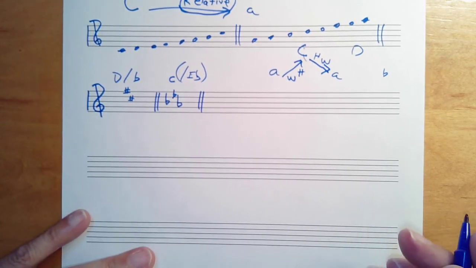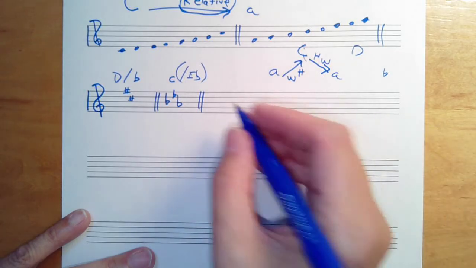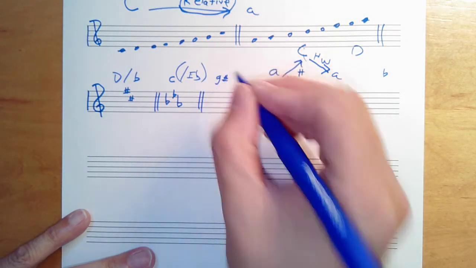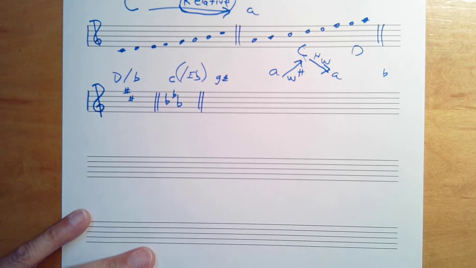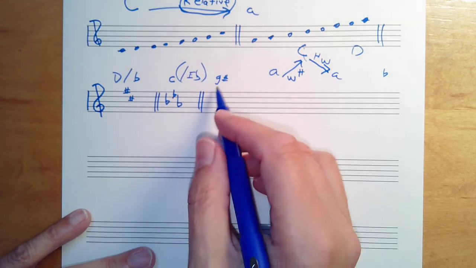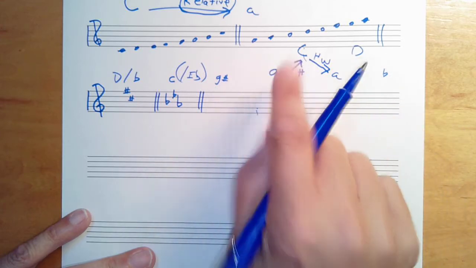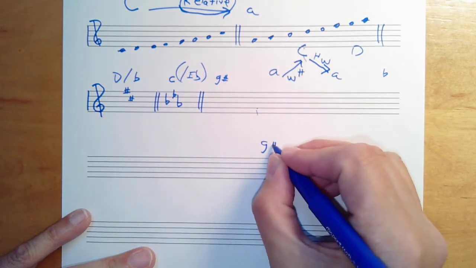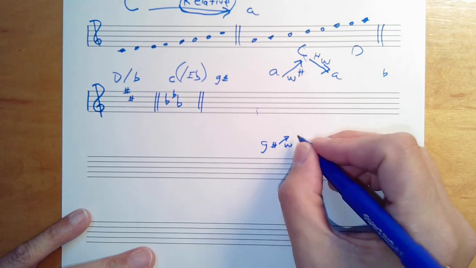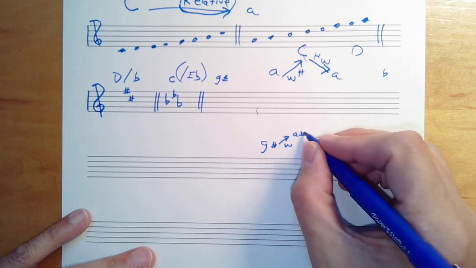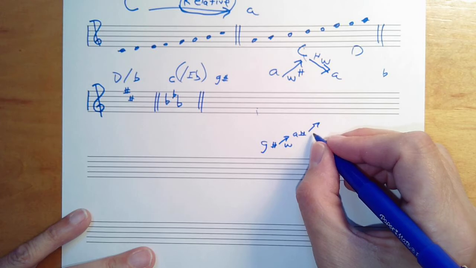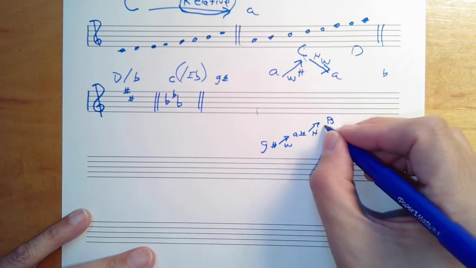I'll do one more. What's the key signature of G sharp minor? Stop the video and figure it out if you want. And now we'll go on and see what this is. So we've got G sharp. We're going to go up a whole step, which takes us to A sharp, and then up a half step, which takes us to B.